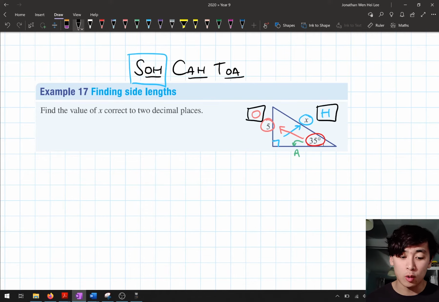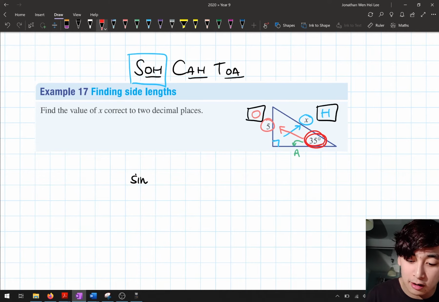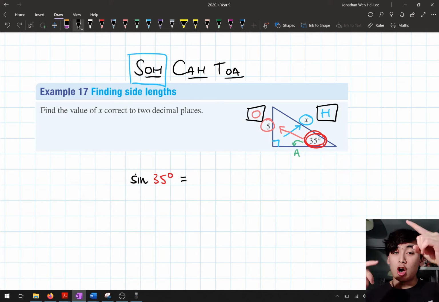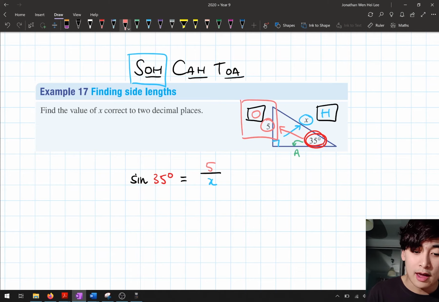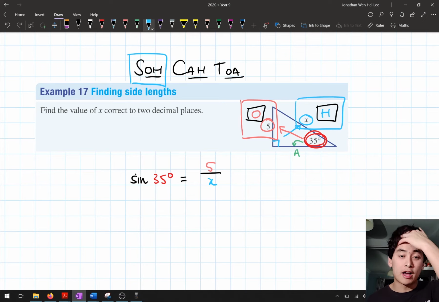Second step, write your equation. Here I'm dealing with sine. I put into my sine my angle. My angle here is 35 degrees. Sine 35 degrees is equal to opposite over hypotenuse. Let's put that in. 5 over x. 5 from my opposite side over here, x from my hypotenuse over there. I've written my equation. That's step two done.